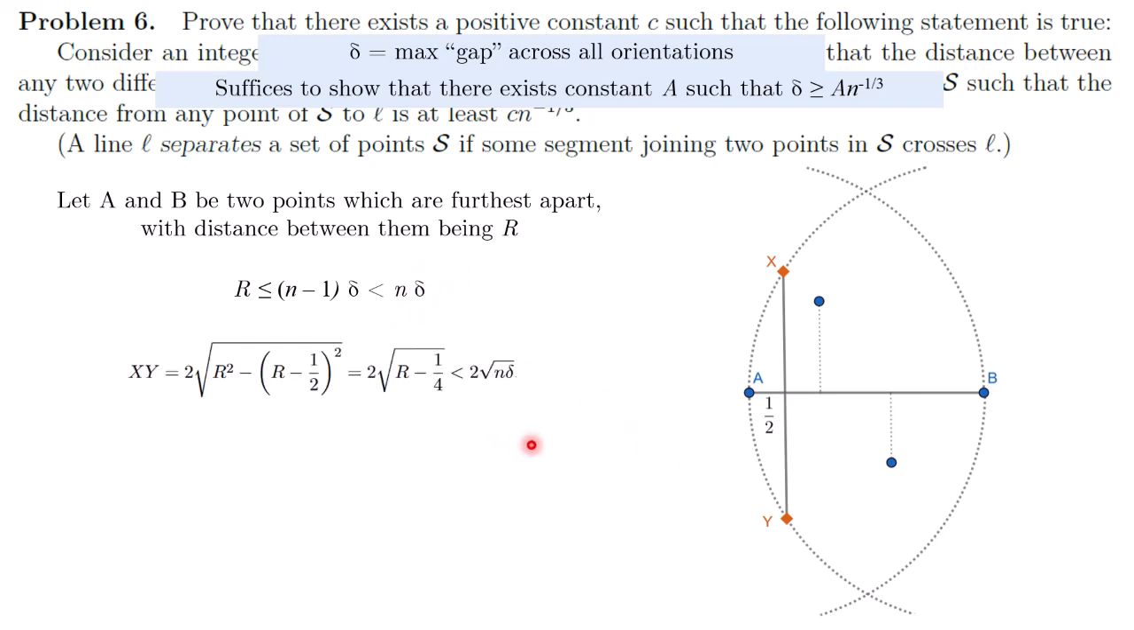Okay, so for the upper bound, what we're going to do is look at this right angle triangle. So this leg here is length r minus half, the hypotenuse is length r. So by applying the Pythagoras theorem, we have xy being given by this expression, which simplifies to this. And we plug in the earlier inequality to get xy being bounded above by this.